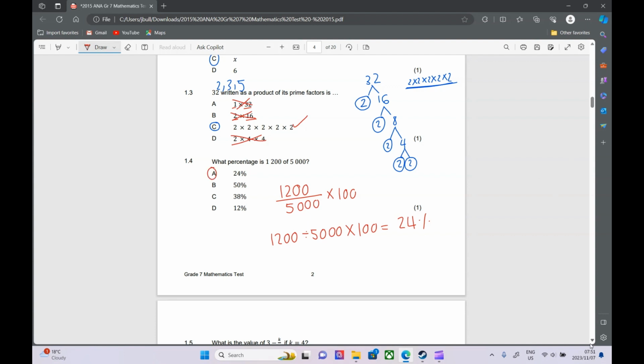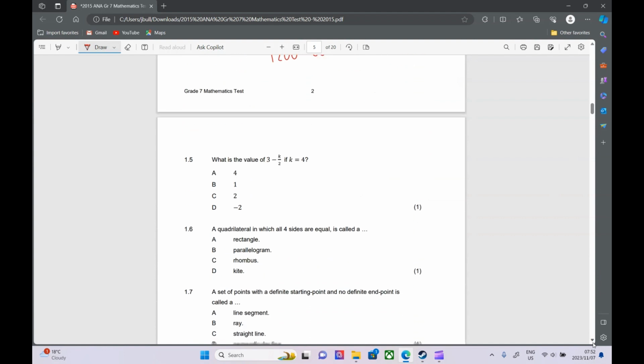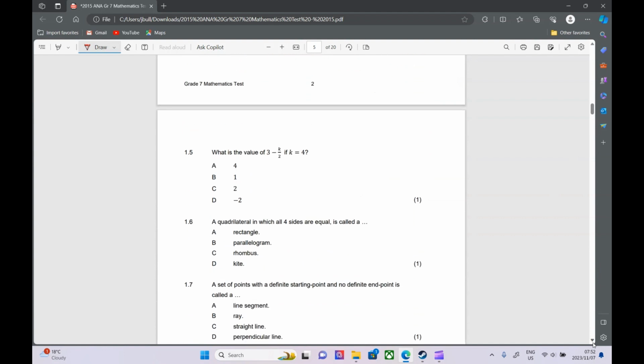Okay, question 1.5. What is the value of this expression if k is 4? Whenever they give us this, if k is equal to 4 or if x is equal to 3, that just means wherever there's a k, they want us to sub in that number instead. Okay, so we are just going to rewrite this.